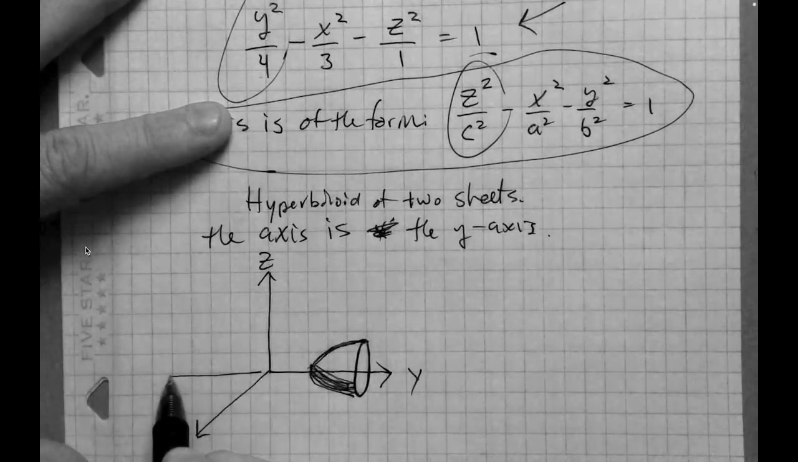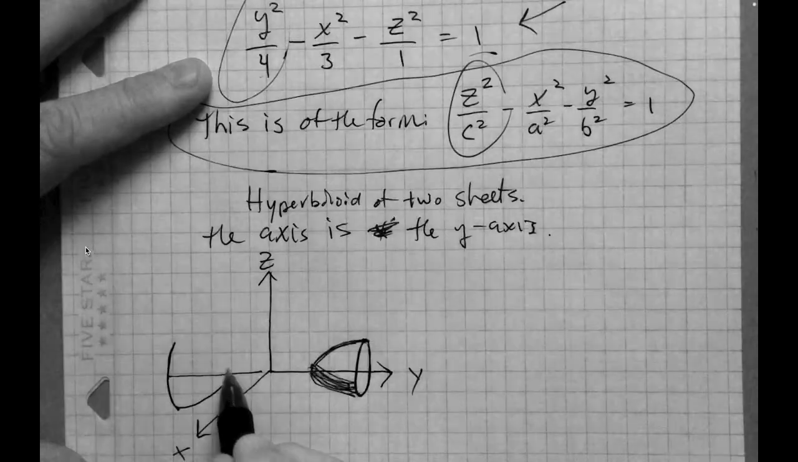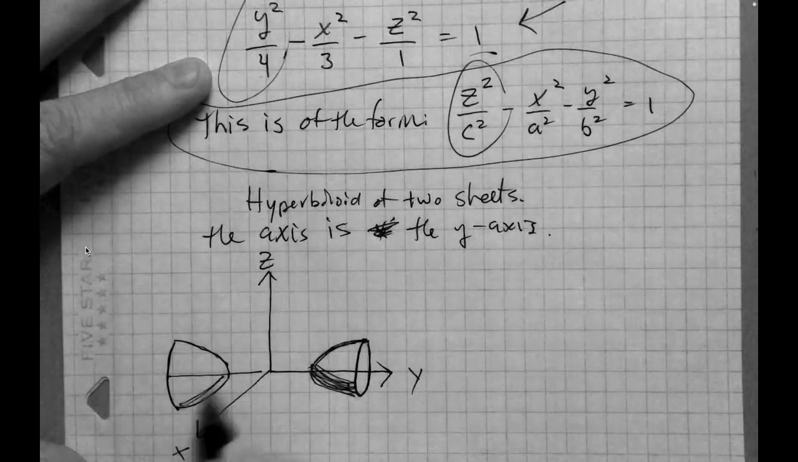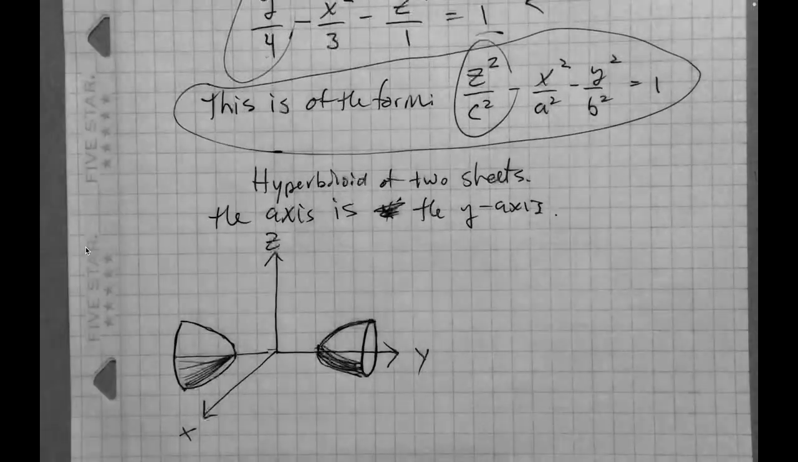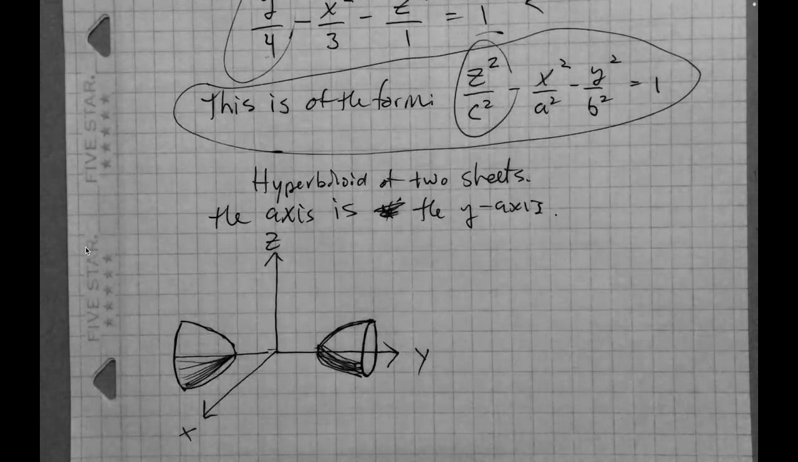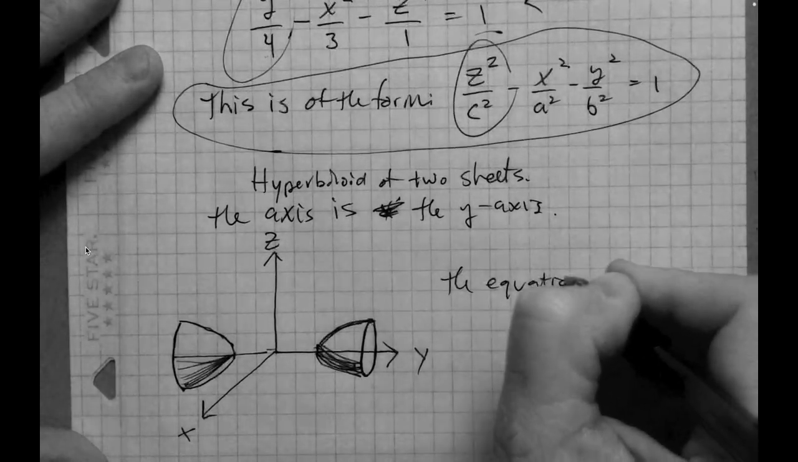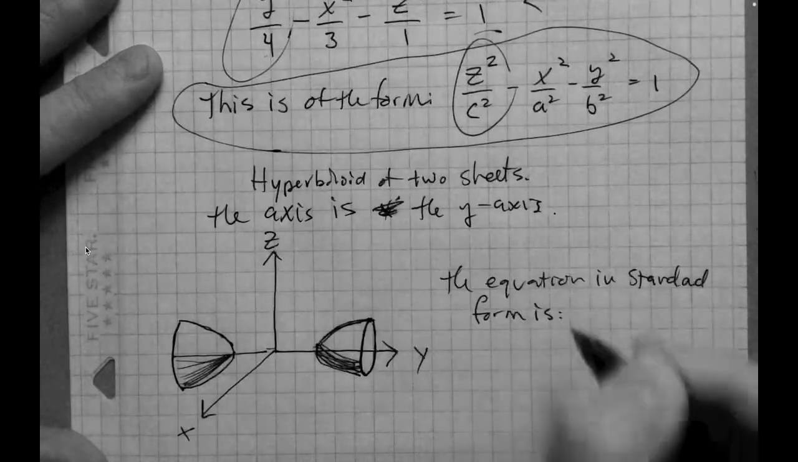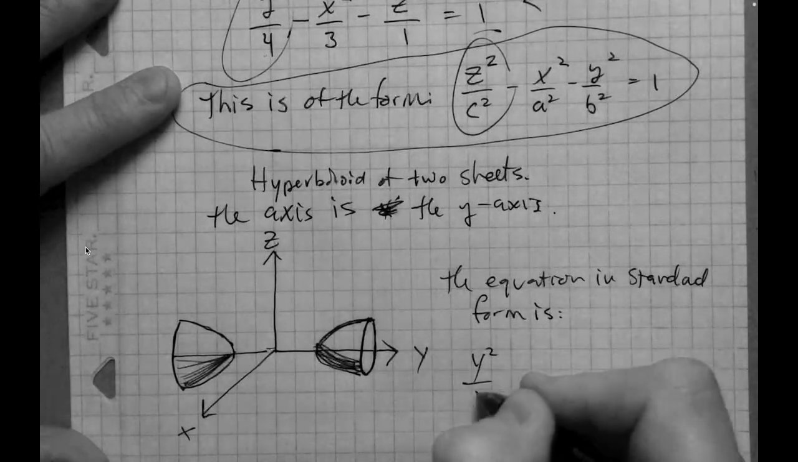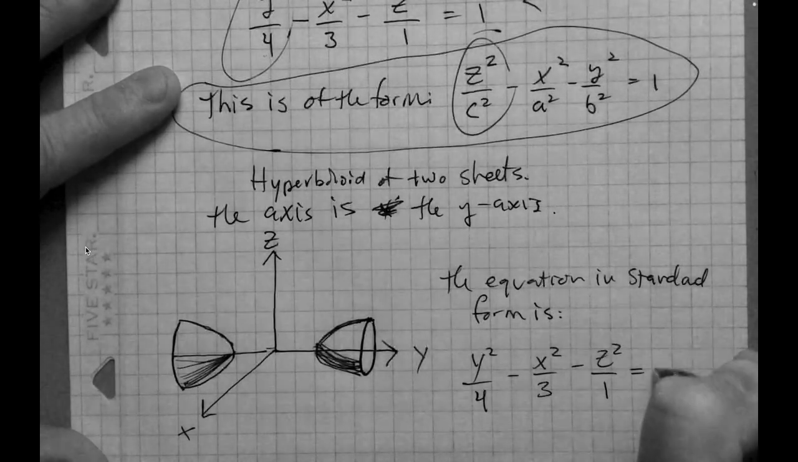And then it's going to do that over here as well, isn't it? Right? It's going to kind of do the same thing. It's important to remember these are going to be symmetric. Right? So it'll kind of look like that. All right. So that's what this particular surface is going to look like, right? And the equation in standard form is y squared over 4 minus x squared over 3 minus z squared over 1 equals 1.